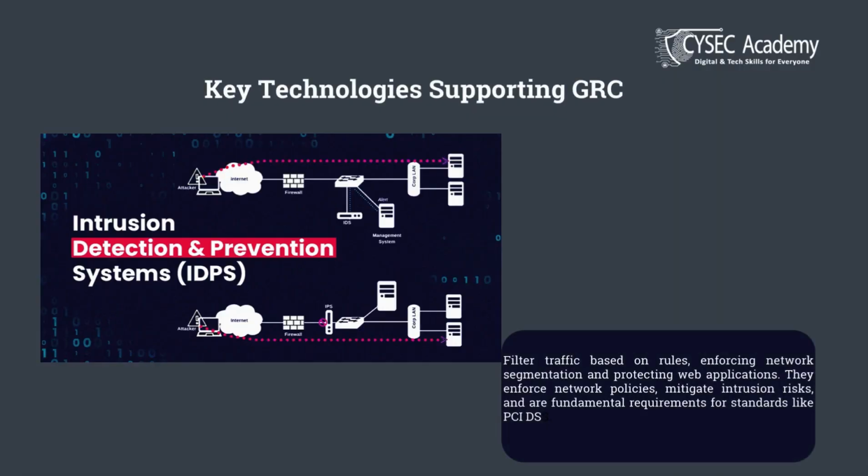4. Intrusion detection and prevention systems, IDPS. What it does: monitors network traffic or system activities for suspicious patterns or known malicious signatures. IDS detection generates alerts when potential threats are detected. IPS prevention can also take automated actions to block the detected malicious activity.